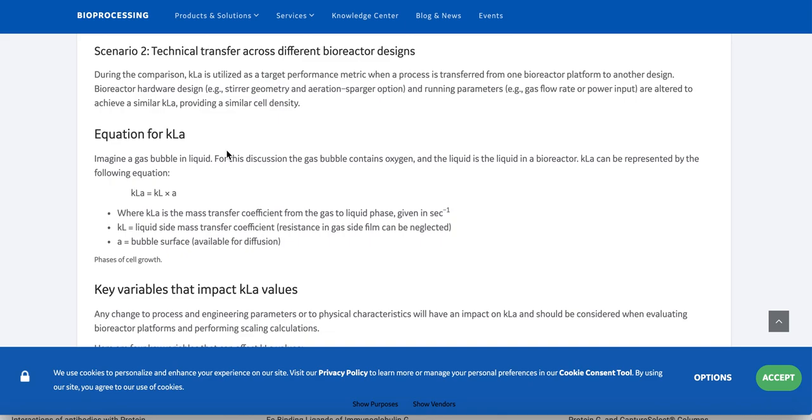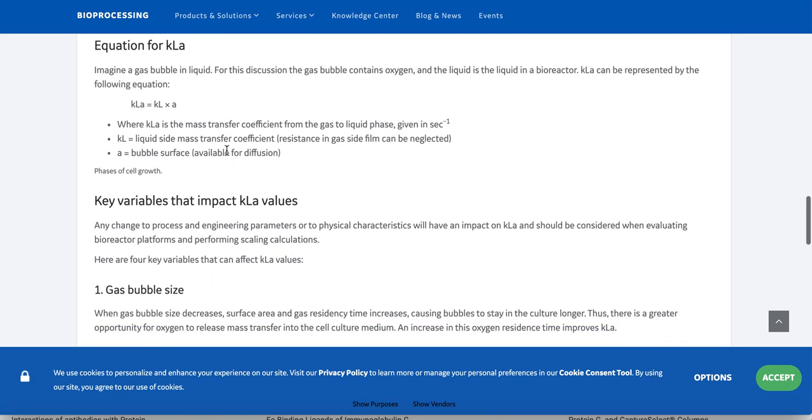Imagine a gas bubble in a liquid. For this discussion, the gas bubble contains oxygen and the liquid is the liquid in a bioreactor. KLa can be represented by the following equation. KL is the liquid side mass transfer coefficient, and A is the bubble surface.